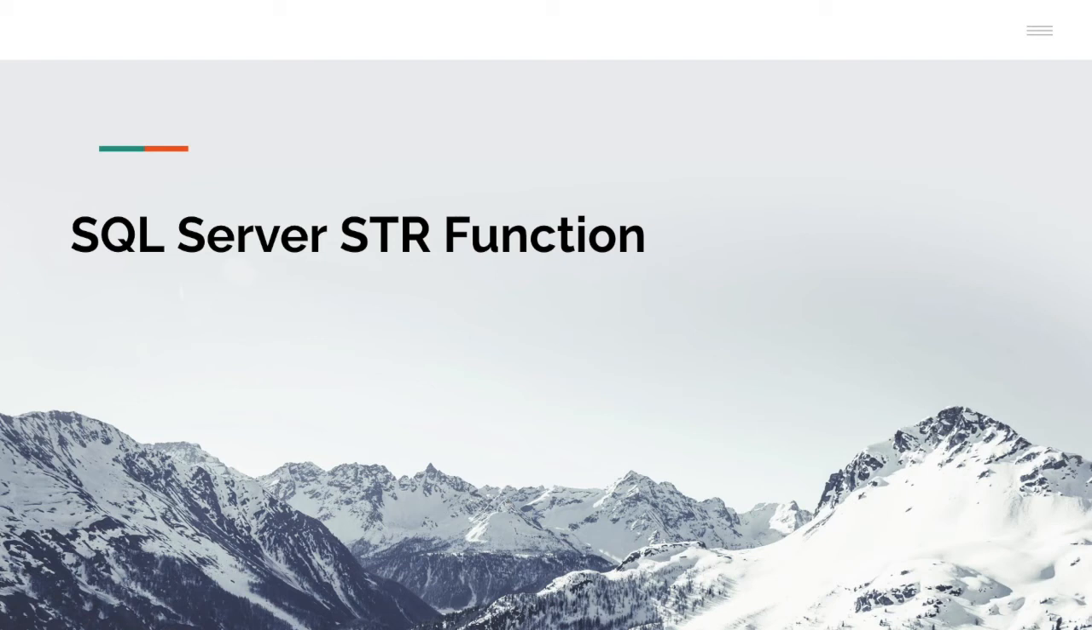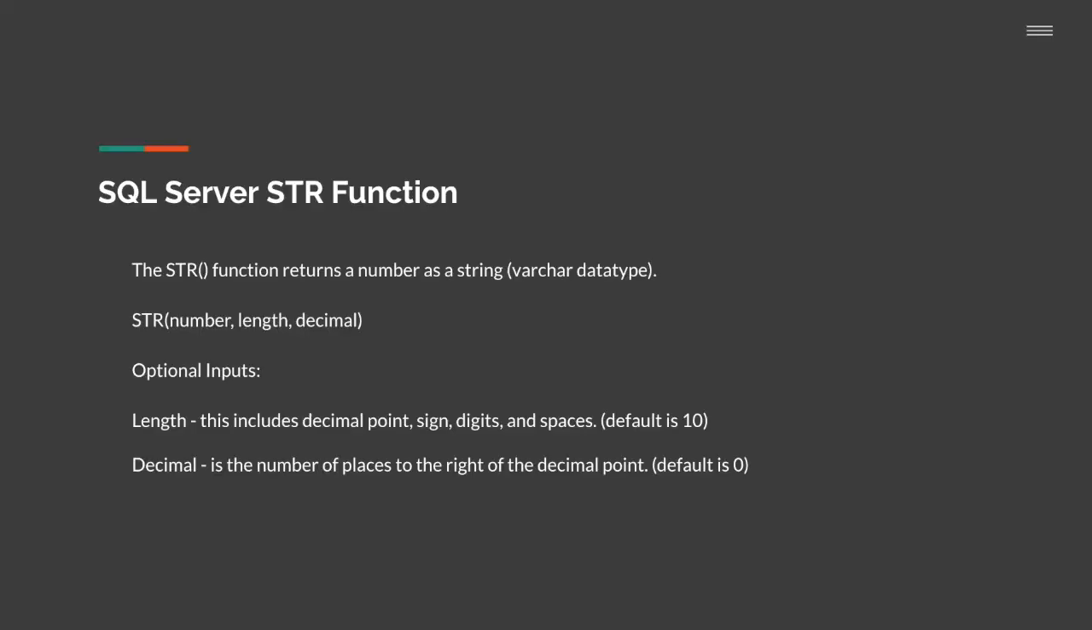Let's take a look at how to use the STR function that's available in Microsoft SQL Server. The STR function is a function that returns a number as a string. The data type it will return the string as will be a varchar. This function takes 3 inputs, however only one is required, and that will be the number that you want to have converted to a string.